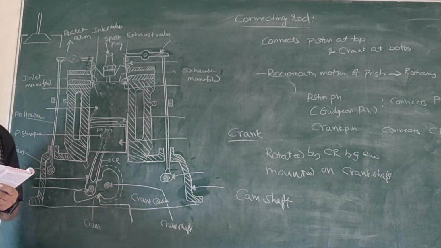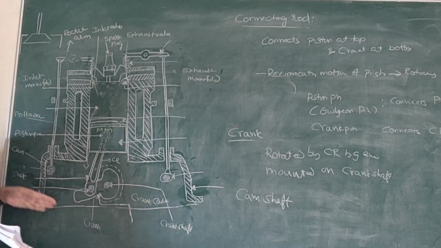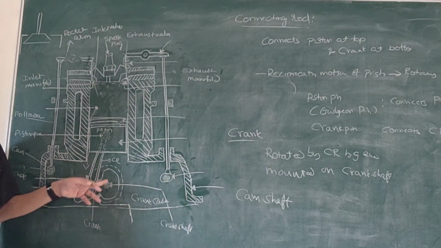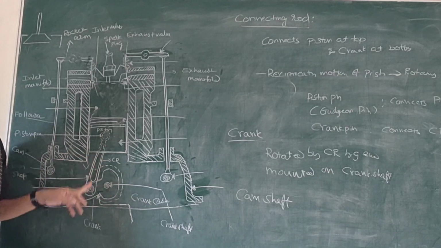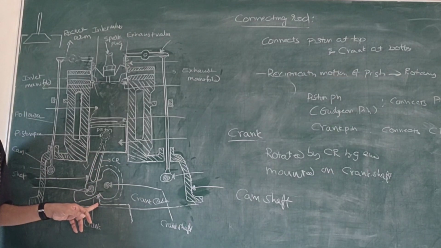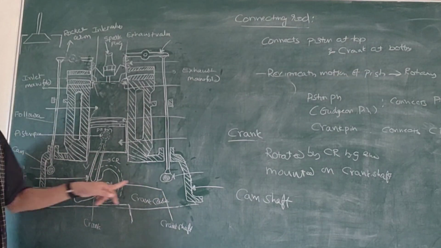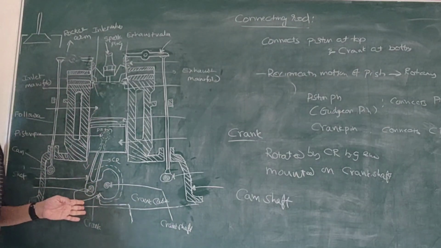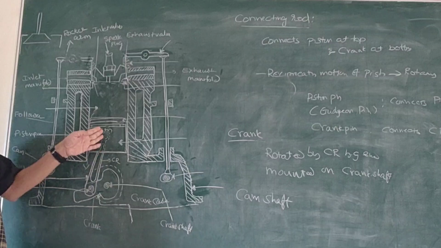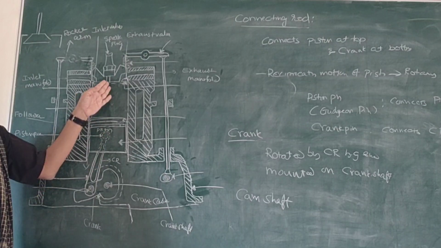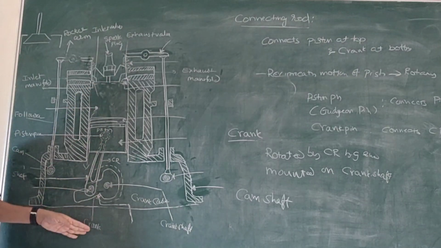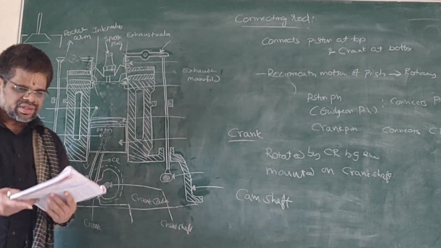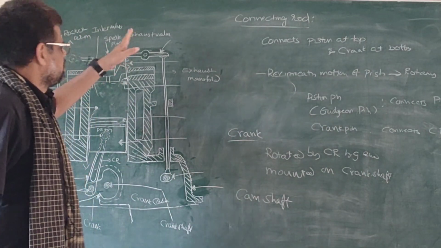And then the crankcase. This is the space available at the bottom of the engine which houses the crankshaft and the big end of the connecting rod. It also acts as a reservoir for the lubricating oil. Lubricating oil is nothing but our engine oil. From here, each and every part is lubricated. The oil is circulated through each and every moving component.